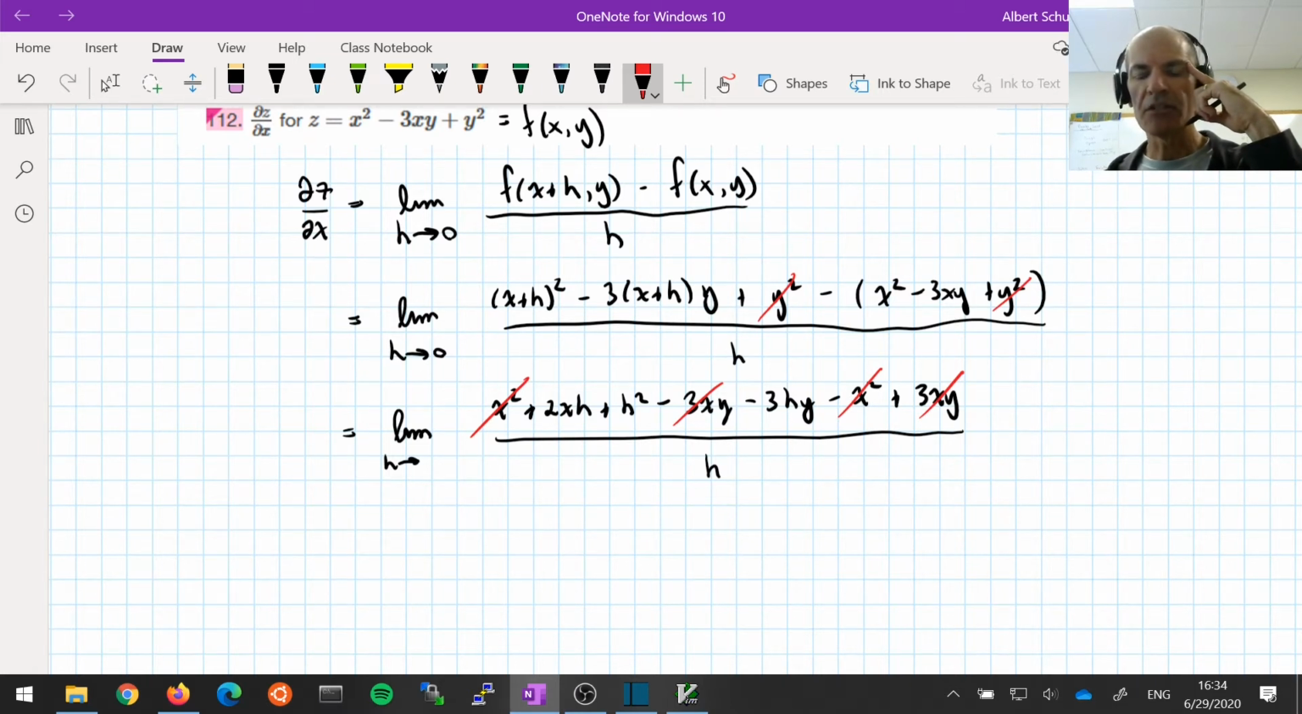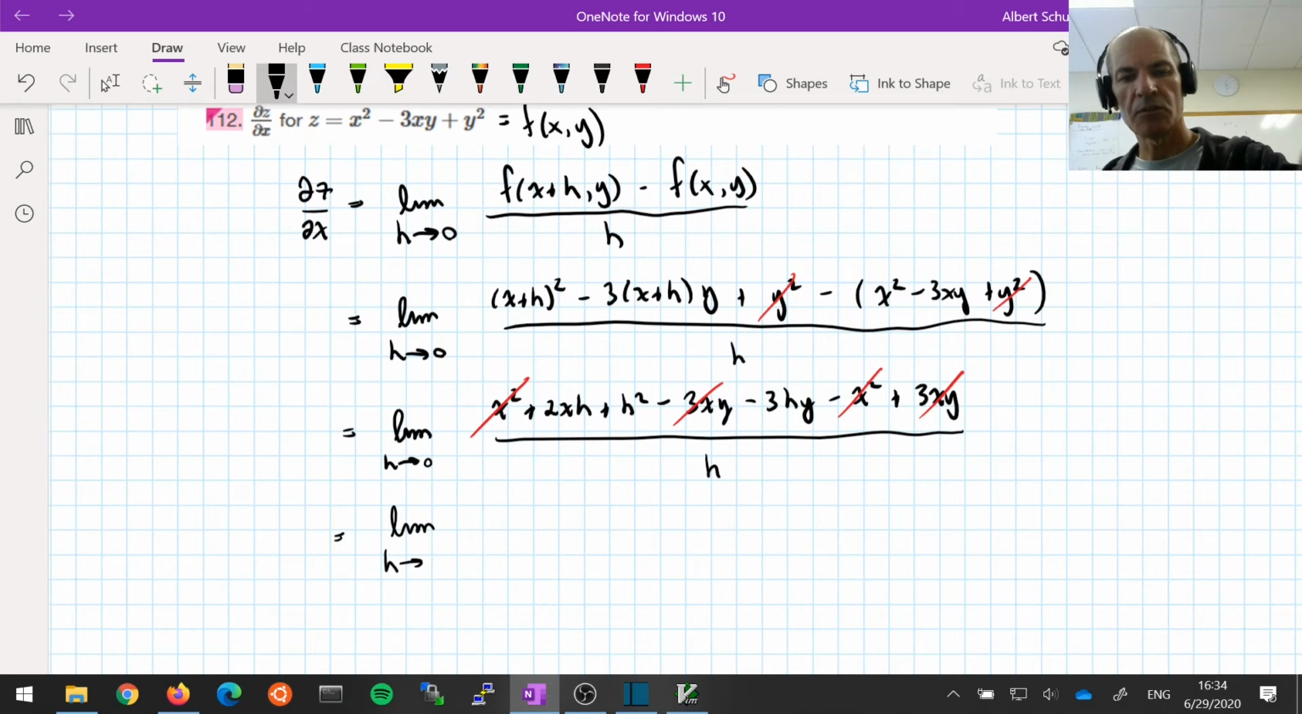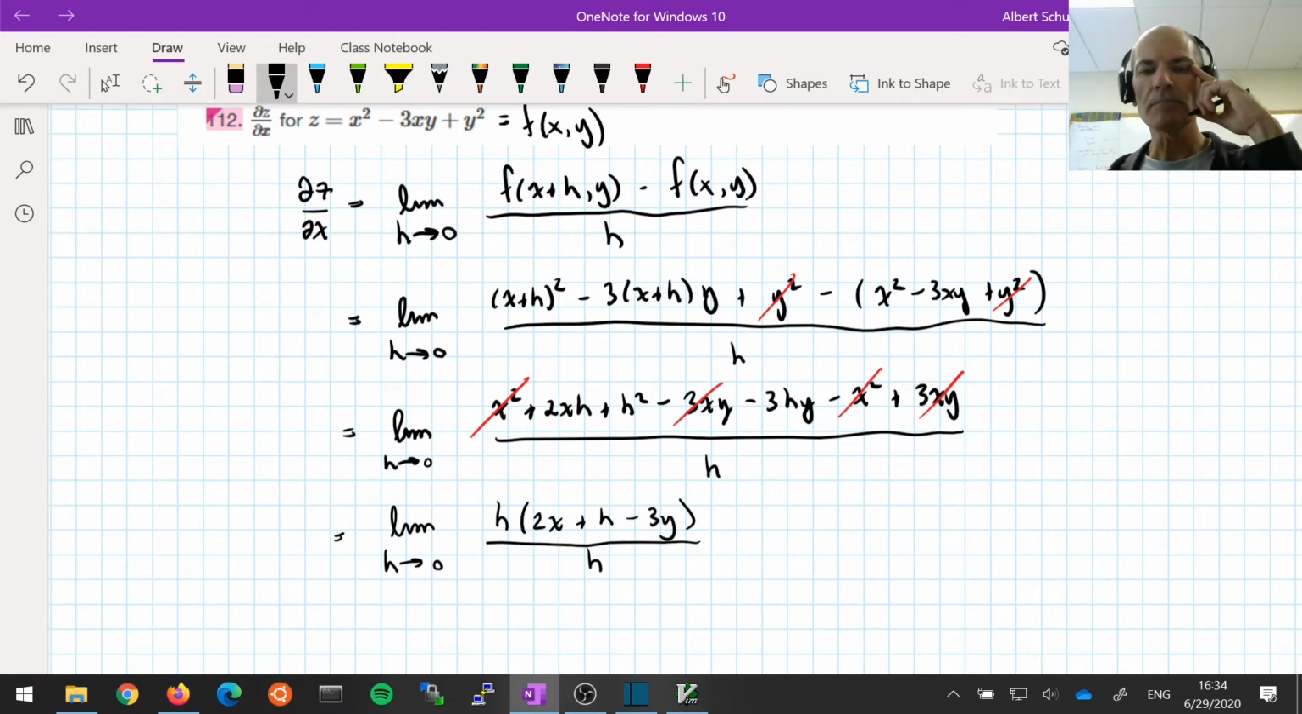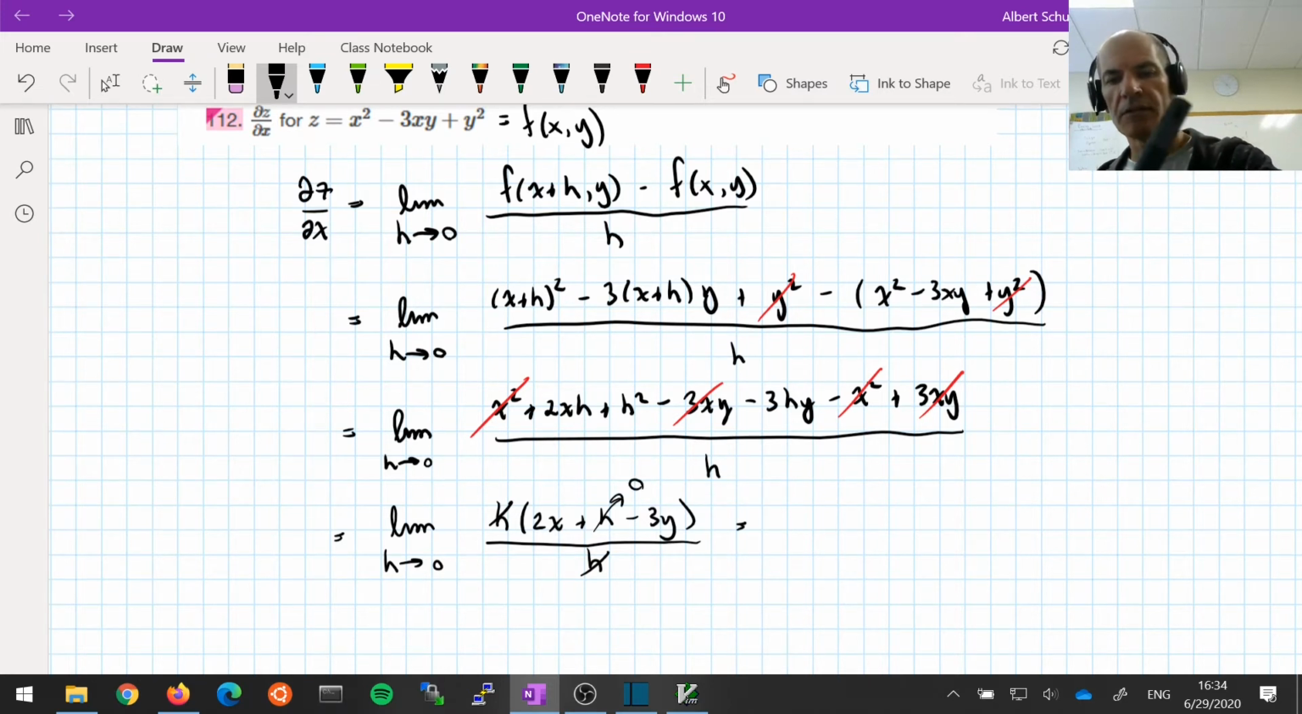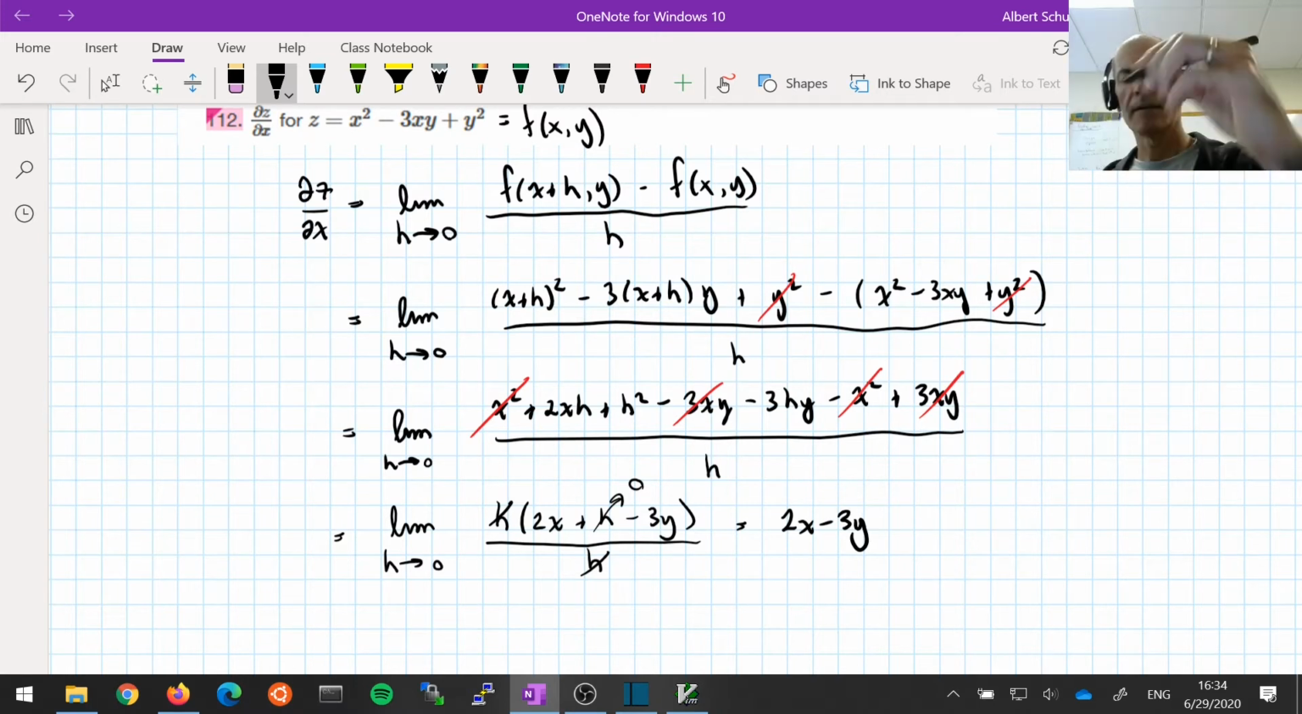Now, we don't have any more cancellation, but the beautiful thing is everything that's left has a factor of h in it. Let me put that 0 in there. So let me clean up this mess and you'll see that. We'll take this factor of h out, and what's left behind is 2x plus h minus 3y. All of that's over h. And if I've done the algebra correctly, this cancels. And as h goes to 0, this goes to 0. And we get 2x minus 3y.